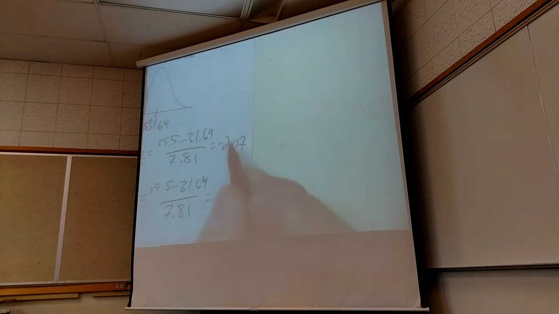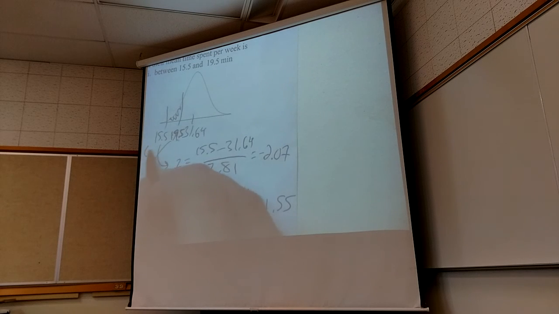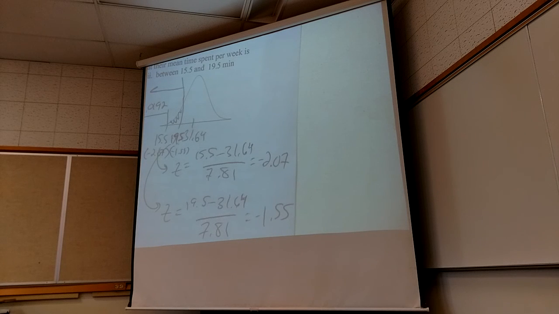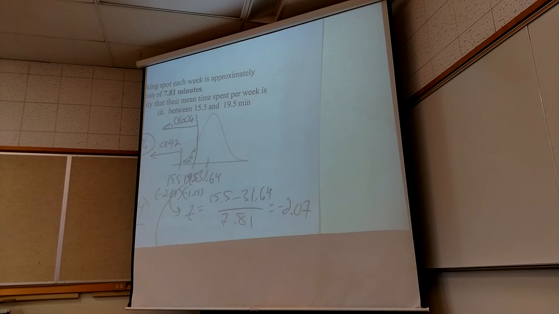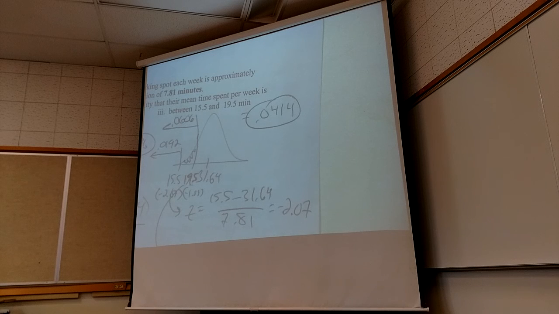Now I look at the areas related to these two. What's the area below negative 2.07? 0.0192, I like it. And that is the 15.5, so that's negative 2.07. That's going to be 0.0192. And the area below negative 1.55, 0.0606. 0606, I like it. Now you just got to do what with those? Subtract those. Don't give me two answers to this question. It's one question and one answer. So when you subtract those, you get what? 0.0414. I like it. Good job.